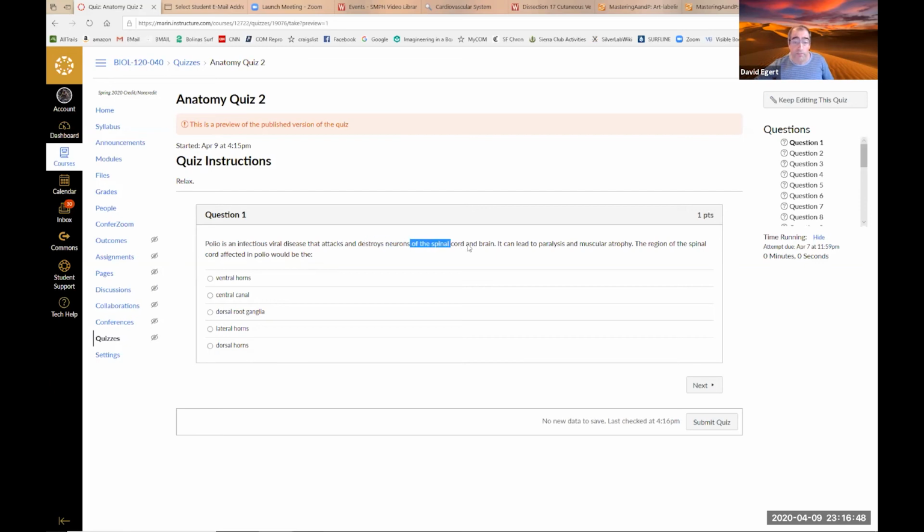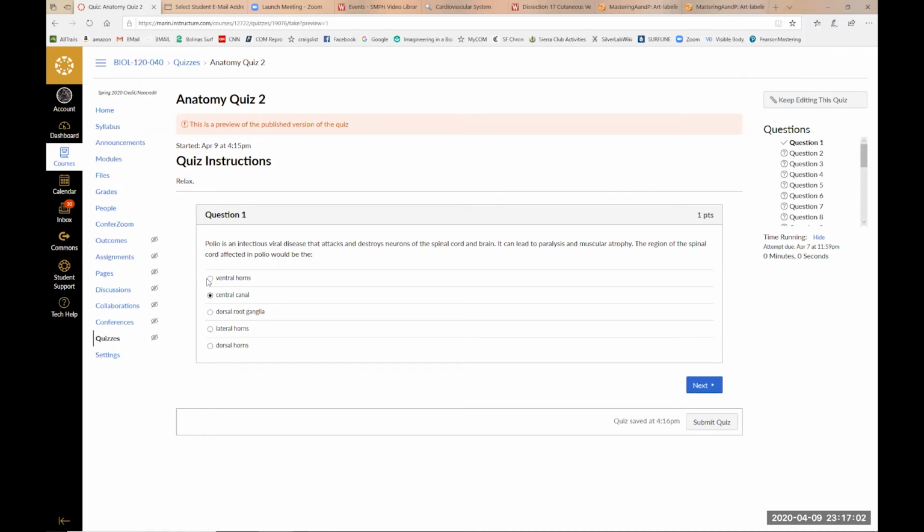So it causes paralysis. Which part of the spinal cord is going to have to do with motor? The ventral horns. Central canal obviously is just a hole with CSF. Dorsal root ganglia is not in the spinal cord at all, and plus it's sensory. Lateral horns were sympathetic, and dorsal horns are sensory, so it's ventral horns.